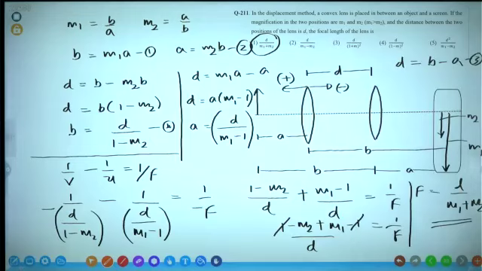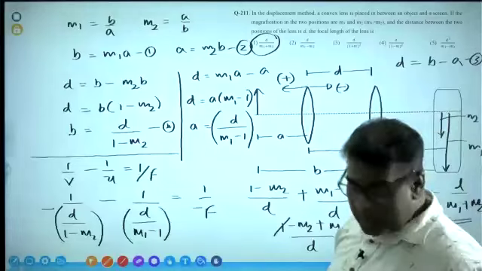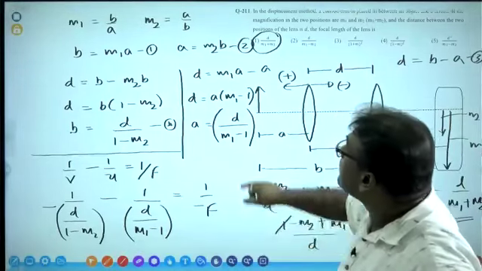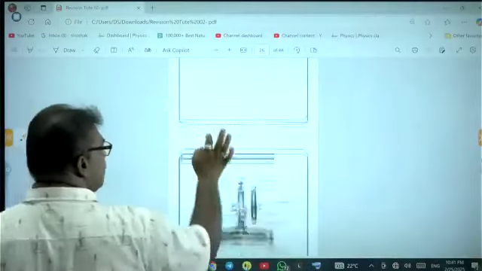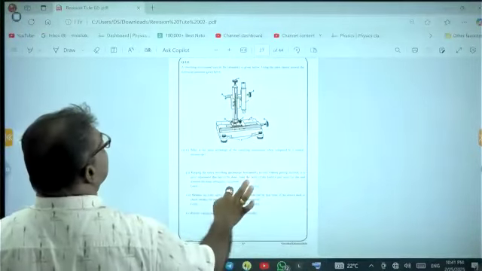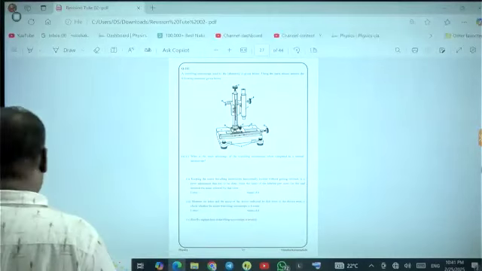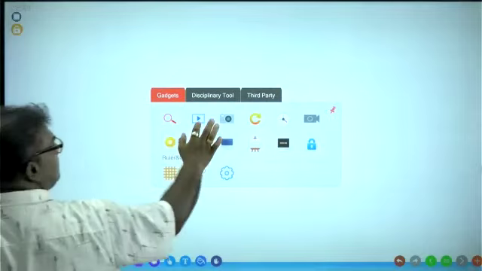Right, let's start the next session. Measuring instrument part. The next instrument is the traveling microscope, which should be discussed. Take the next page, about the traveling microscope. Question number 212, and with the question we have to discuss the traveling microscope. Let's see.